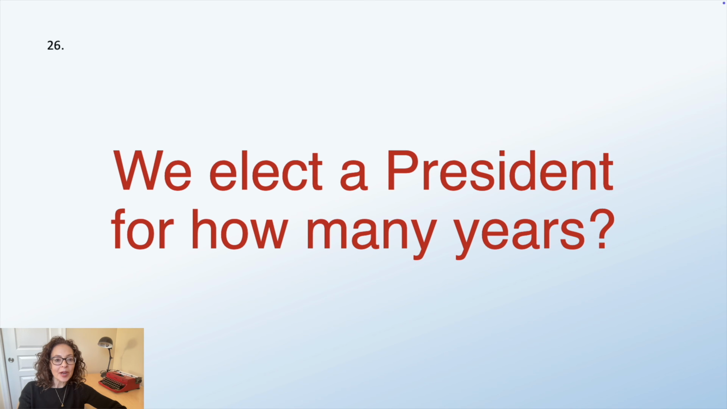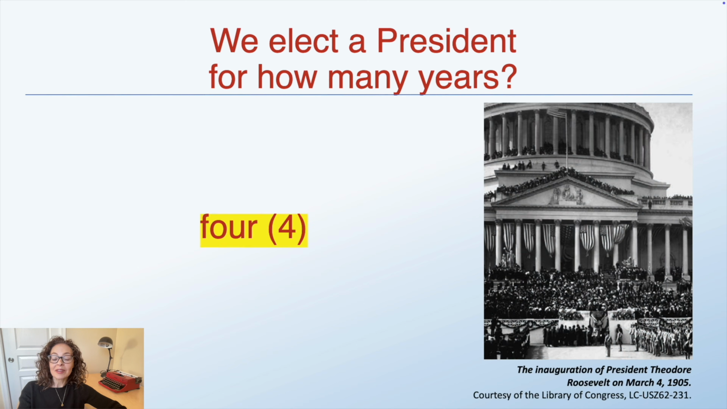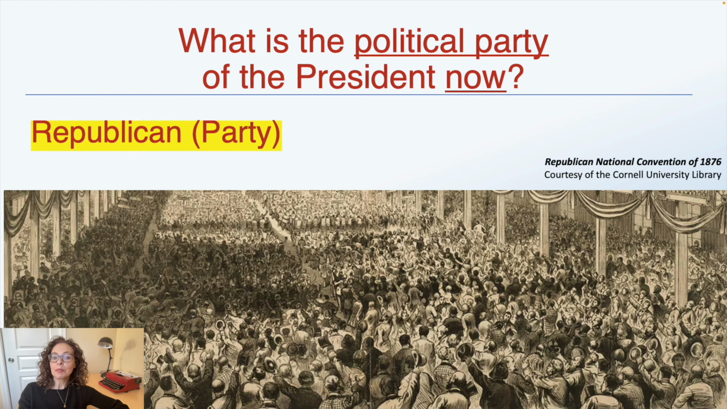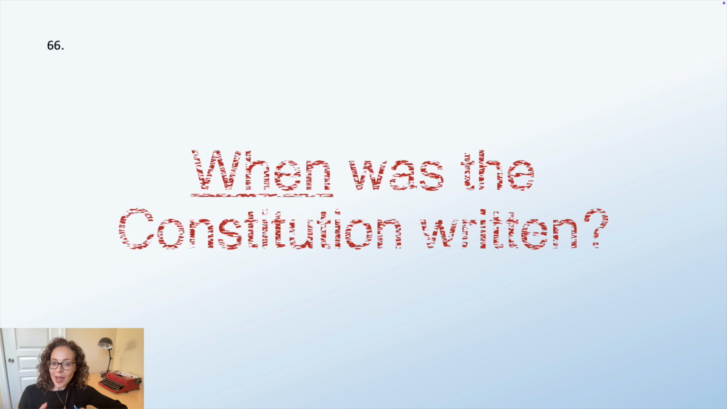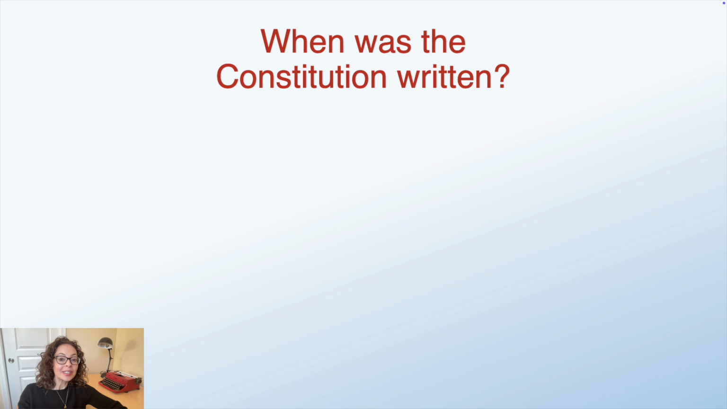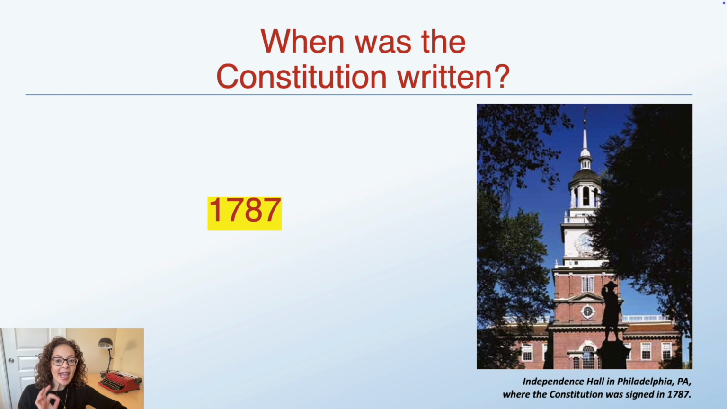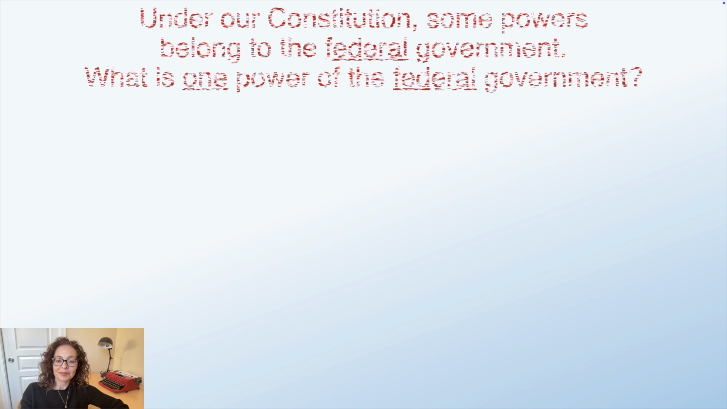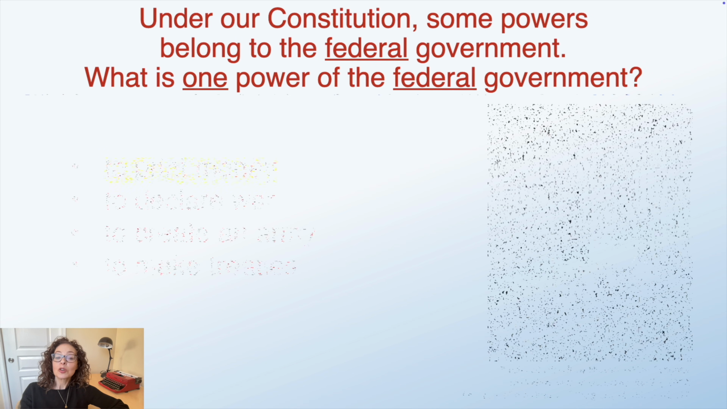We elect a president for how many years? 4. What is the political party of the president now? Republican. When was the Constitution written? The Constitution was written in 1787. Under our Constitution, some powers belong to the federal government. What is one power of the federal government? To print money.